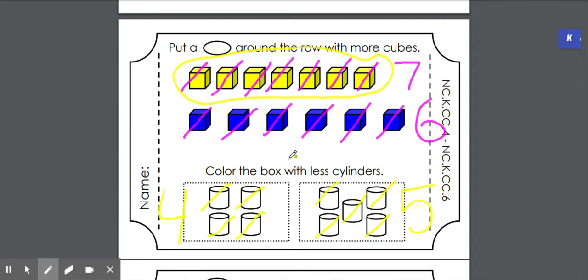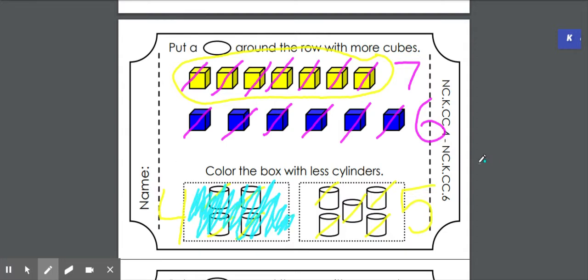Which group has less cylinders? Is it 4 or 5? 4. Very good. 4 is less than 5. So Miss Ingram would color the group with 4.